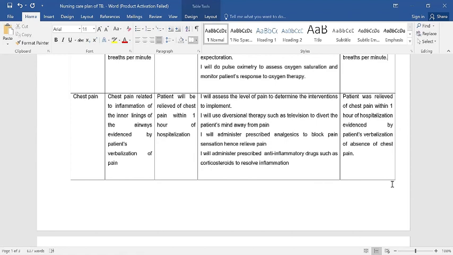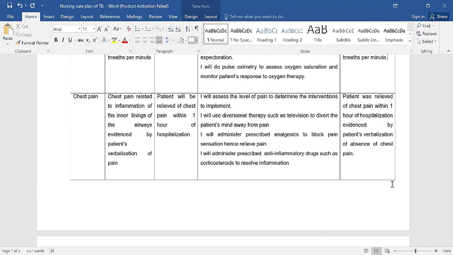From there, we go to the goal. Our goal has to be SMART, and we are saying that the patient will be relieved of chest pain within 1 hour of hospitalization. So that is our goal.